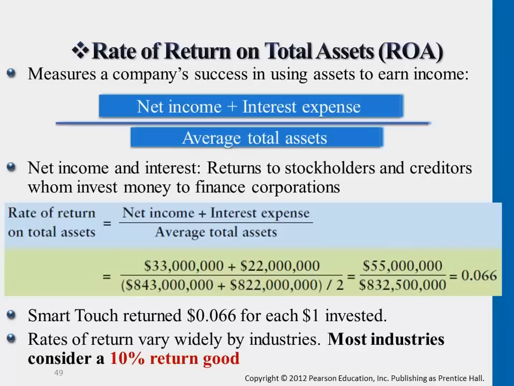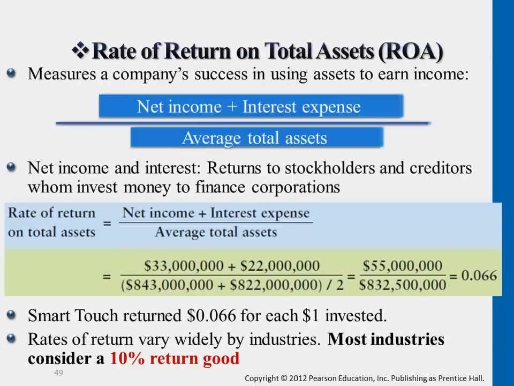So here's an example. Assume that at the beginning of this year, the total assets shown on the balance sheet altogether, including current assets, long-term assets, all the different kinds that we talked about in chapters 8 and 9, are $843 million, meaning last year end. And assume at this year end, we have $822 million of total assets. We average these two out: add them together and divide by 2. This gives you the average total assets value.